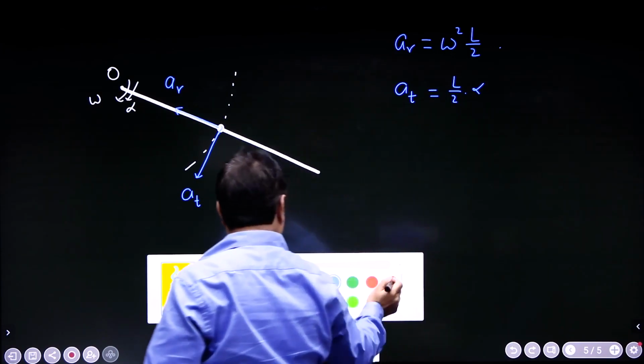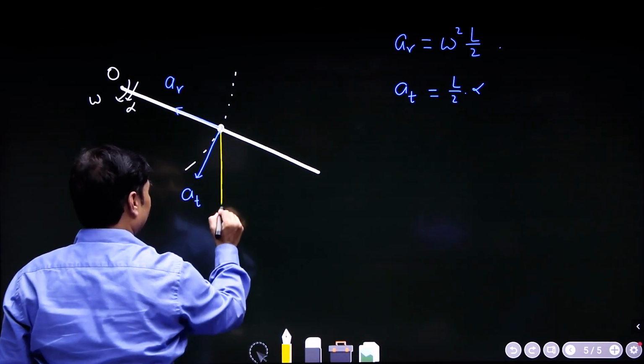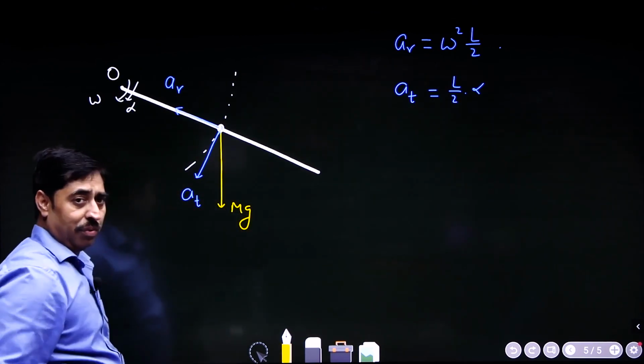Now, what are the forces acting on this rod? The weight force is there and then there is hinge force.